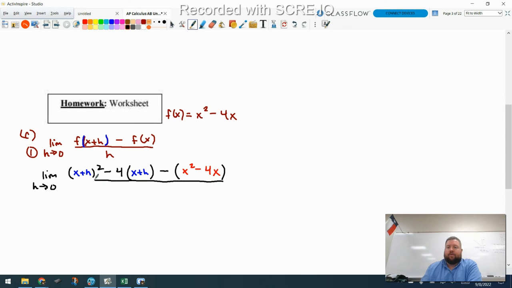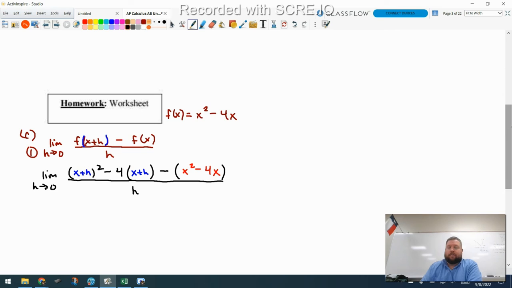And then all of that's over h. Okay, so if we were to plug in 0 right now to try to solve this limit, I would get a 0 over 0. x plus 0 is x squared minus 4x minus x squared plus 4x. Everything cancels out, and then obviously a zero on the bottom. So we have a little more work to do to solve this limit.